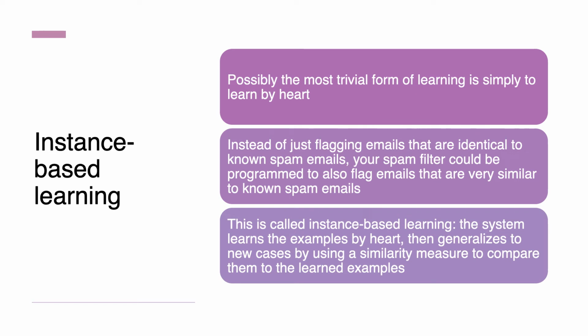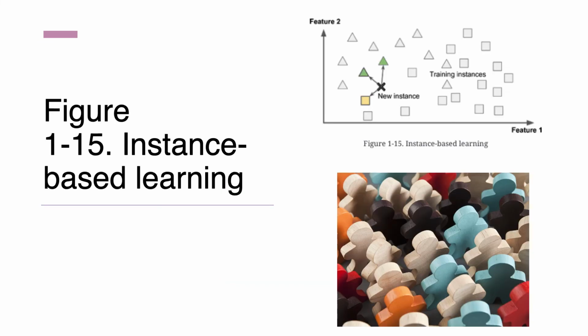The system learns the examples by heart, then generalizes to new cases by using a similarity measure to compare them to the learned examples, or a subset of them. For example, in Figure 1-15 the new instance would be classified as a triangle because the majority of the most similar instances belong to that class.